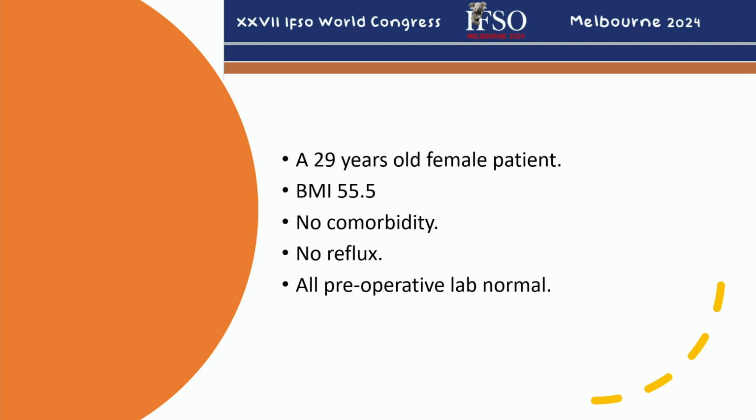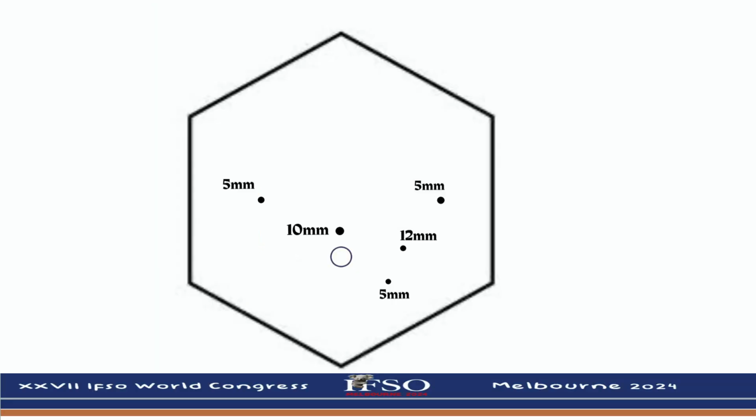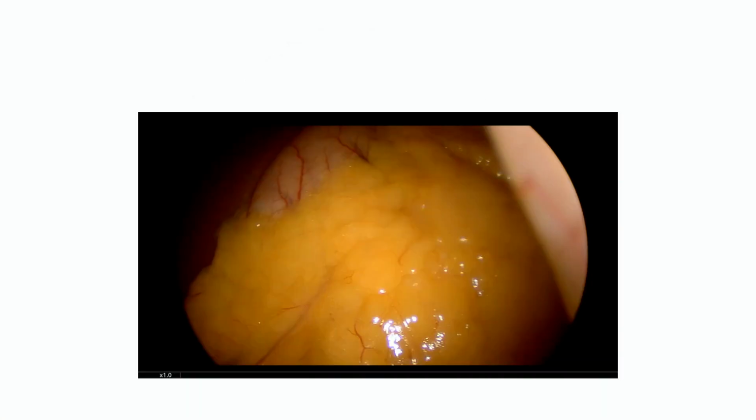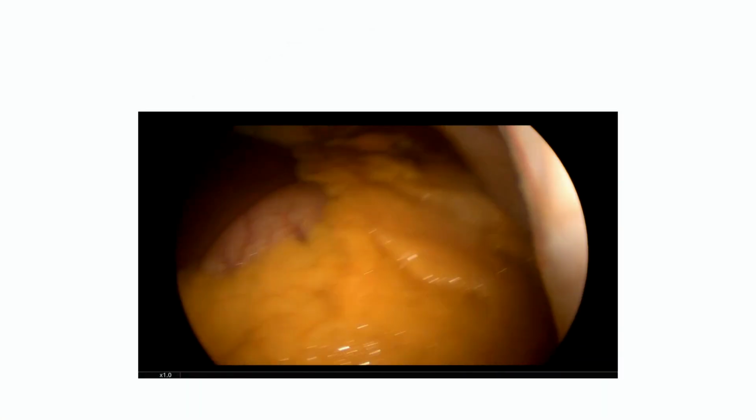This is one of our cases, a 39-year-old female patient with BMI 55.5, no comorbidity, no reflux, all preoperative labs within normal. This is our port site, similar to that of the SADI procedure. We have 5 ports, 10 millimeter, 12 millimeter, and 3 5-millimeter trocars. And here we start our video.